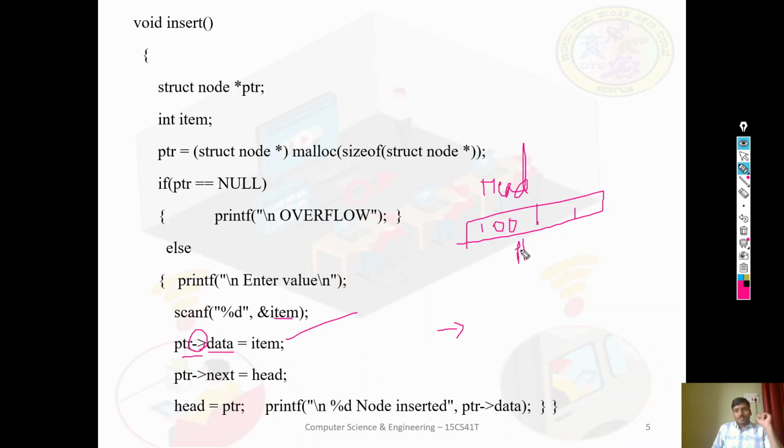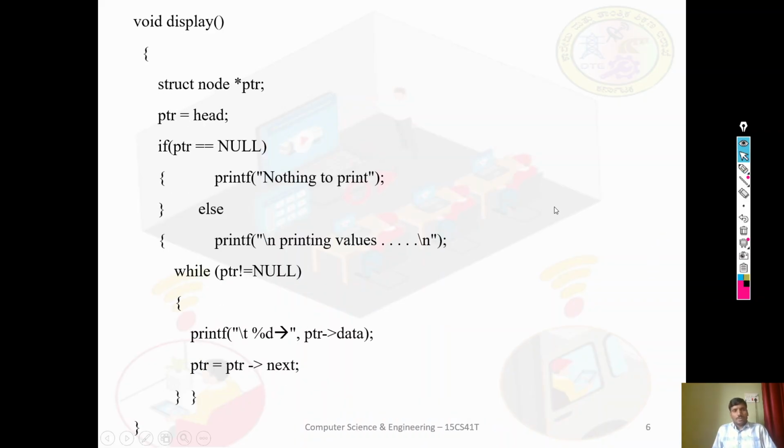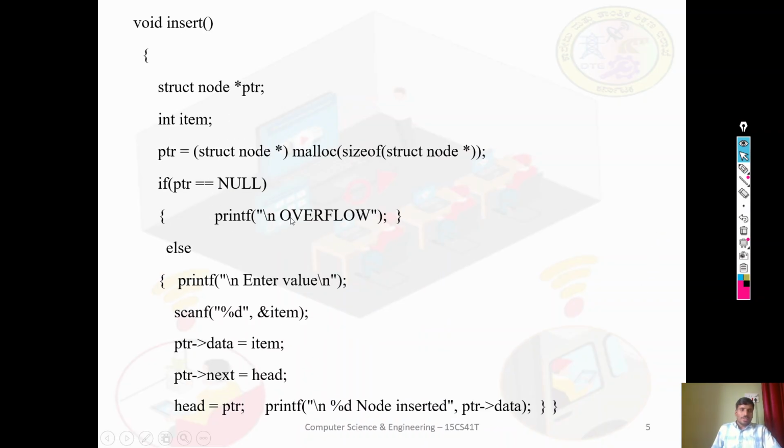So pointer next equal to head. Okay students, after this is declared, we make head equal to pointer. So this pointer will now become the head. Fine. This is about inserting a node at the front.